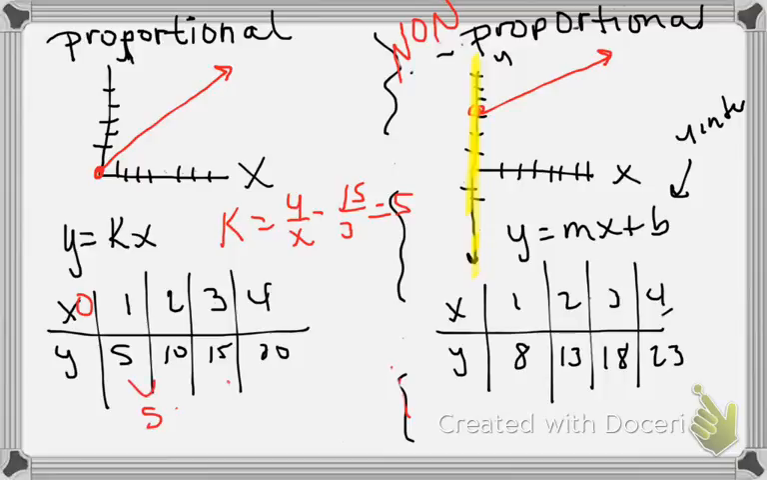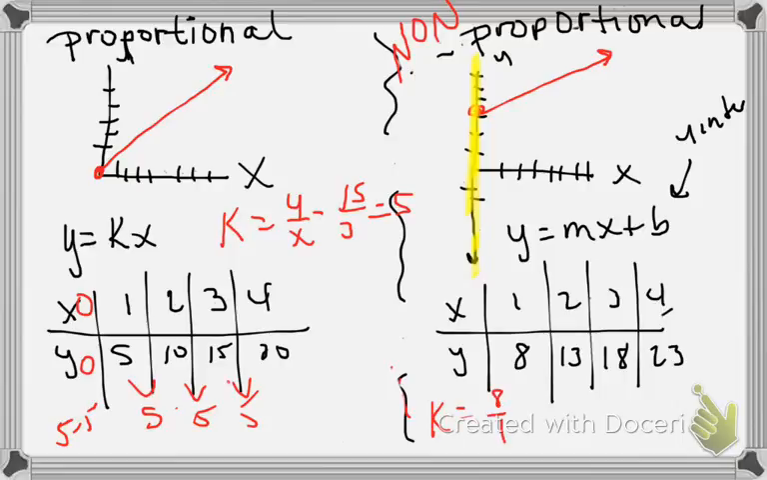So these are going up by 5s. And if I go backwards, I'm going to subtract 5 from there. So 5 minus 5 is 0. So you can see that is a direct variation.